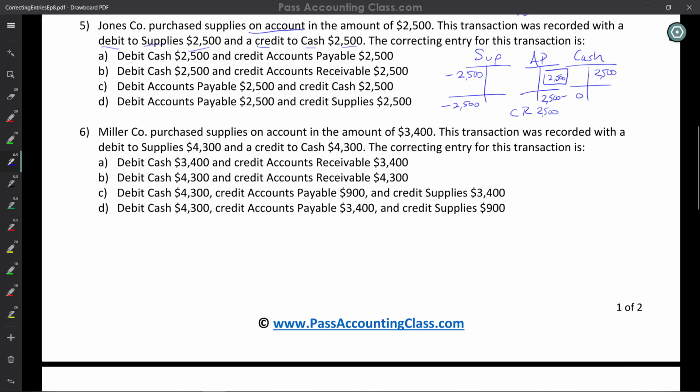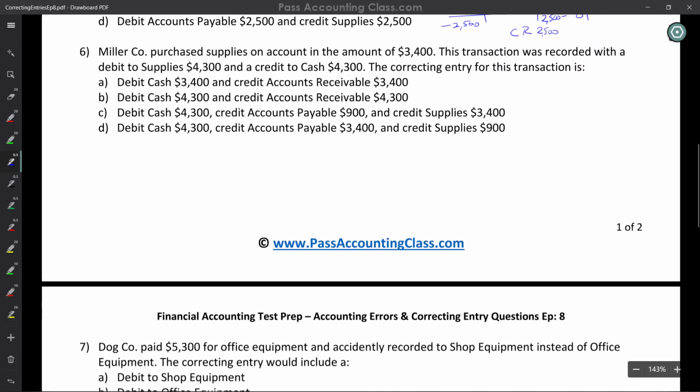Cash should have a 0 balance, and in order to get cash a 0 balance, we need to debit cash $2,500. And the reason we do that is because we incorrectly credited cash $2,500. We need cash to be a 0 balance, so to correct that, we need to debit it $2,500. So we'll put in $2,500 here. So the journal entry for this one is going to be A, and that is a debit to cash $2,500 and a credit to accounts payable $2,500.